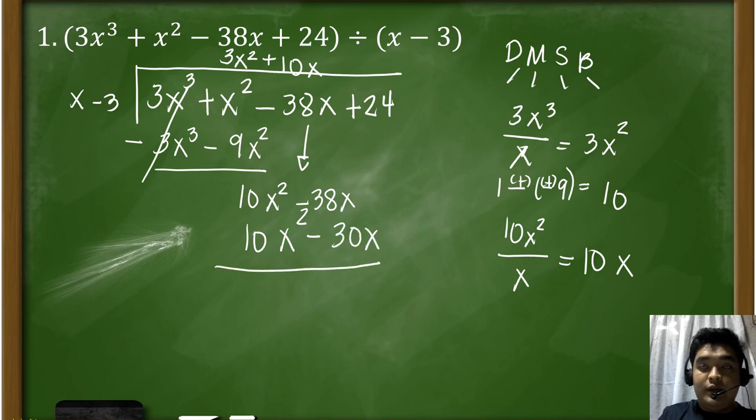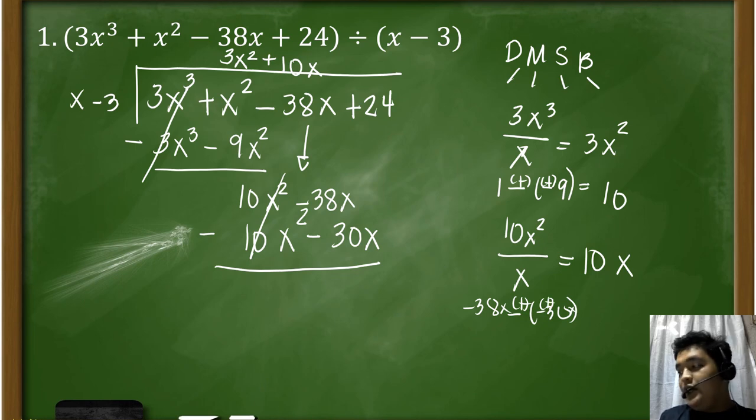Then you have to subtract. So that is negative 38 minus negative 30. Minus negative becomes plus. So negative 38 plus positive 30 is, very good, negative 8. So negative 8x.